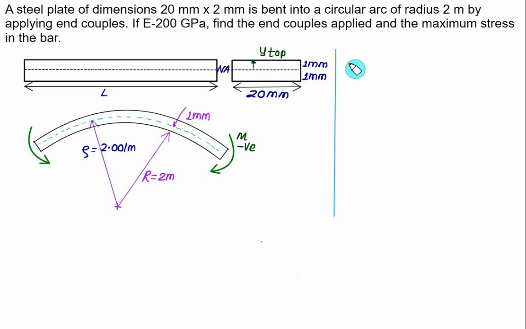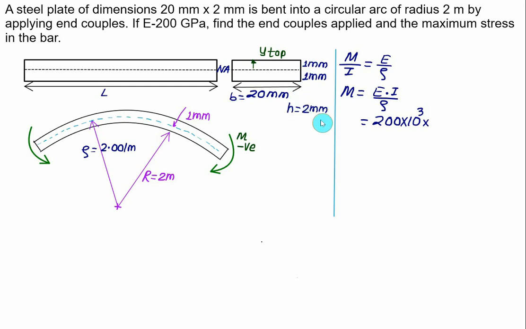According to the flexure formula, the bending moment M divided by I is the same as E divided by the radius of curvature rho. So first we can find out what is the end couple, that is the bending moment. So we have the value of M equal to E multiplied by I divided by rho. The value of Young's modulus is given as 200 gigapascal, that is 200 into 10 to the power 3. This time we have width equal to 20 and the height h equal to 2 mm.